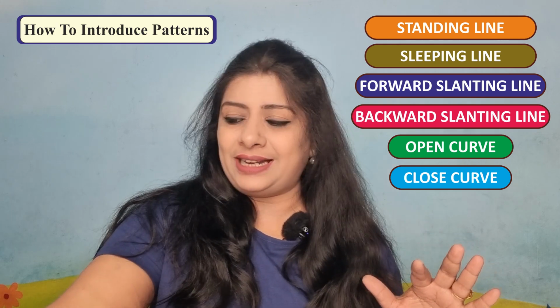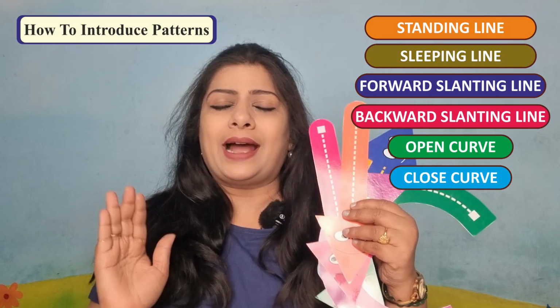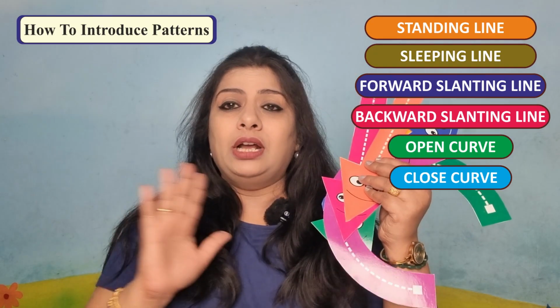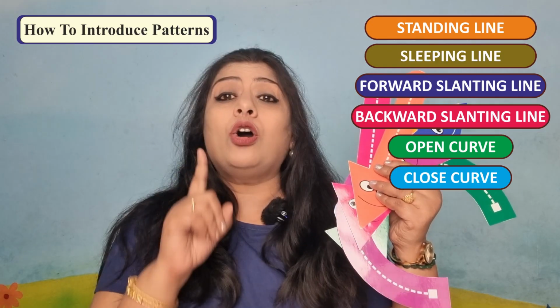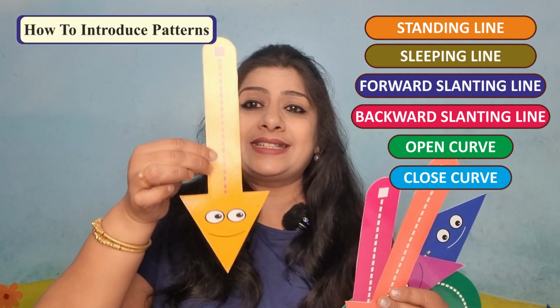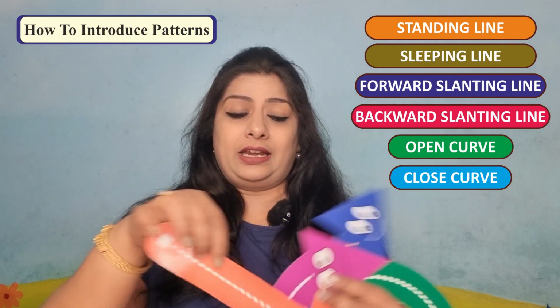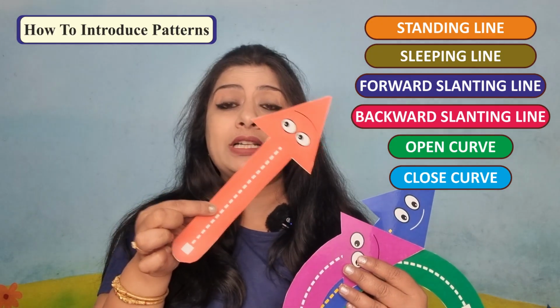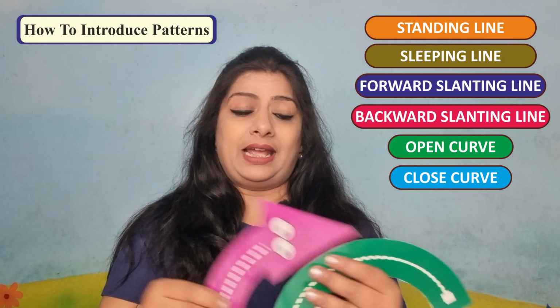Well, my dear friends, you all know that we need only 6 patterns. So what I recommend is we don't need to learn many patterns in order to achieve early literacy. All we need is the 6 patterns. So what is this? Standing line. What is this? Sleeping line. What is this? Forward slanting line. What is this? Backward slanting line.